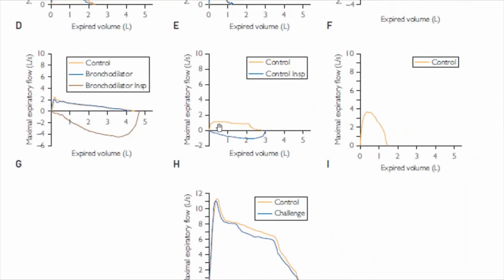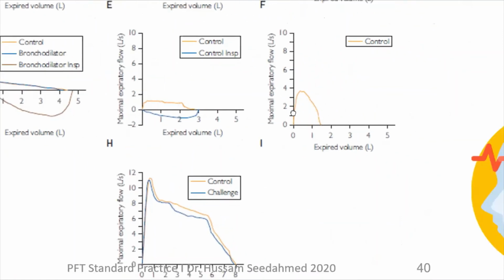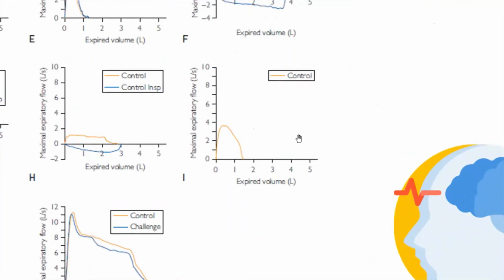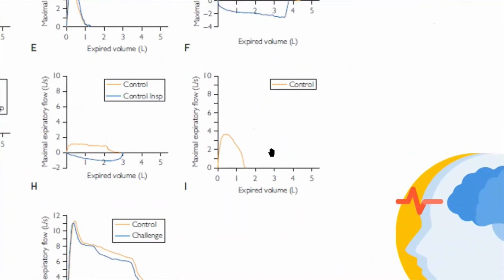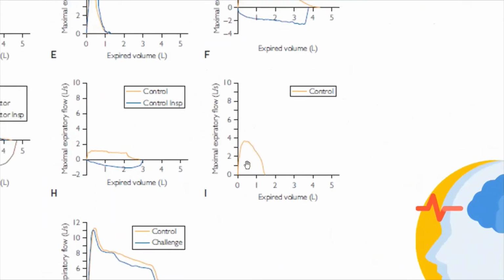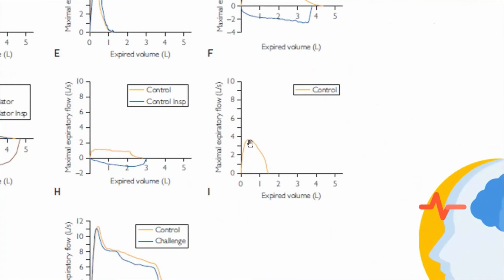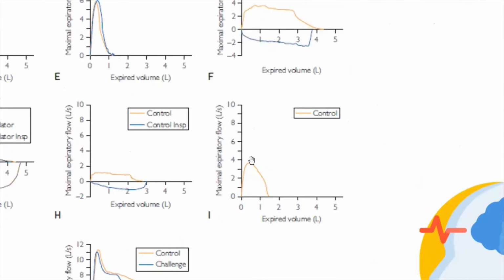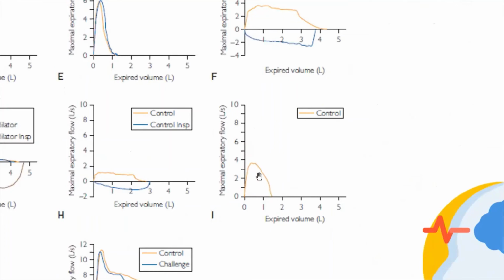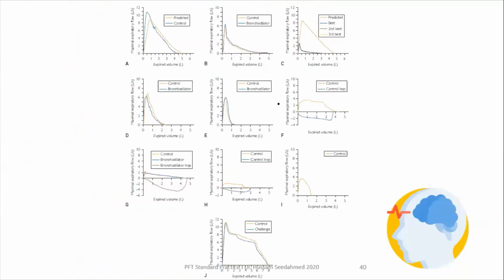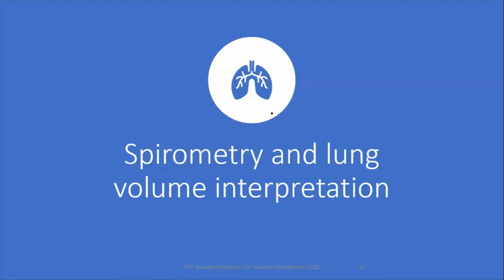H is the clear one. This is the flattening of both. So H is the fixed. How about I? Can somebody comment on this? So I is an example of a weak effort. Notice the peak expiratory flow, we said it must be a peak. Here it is a bit flat and usually there is no linear decline. Okay, thank you for your contribution to this.